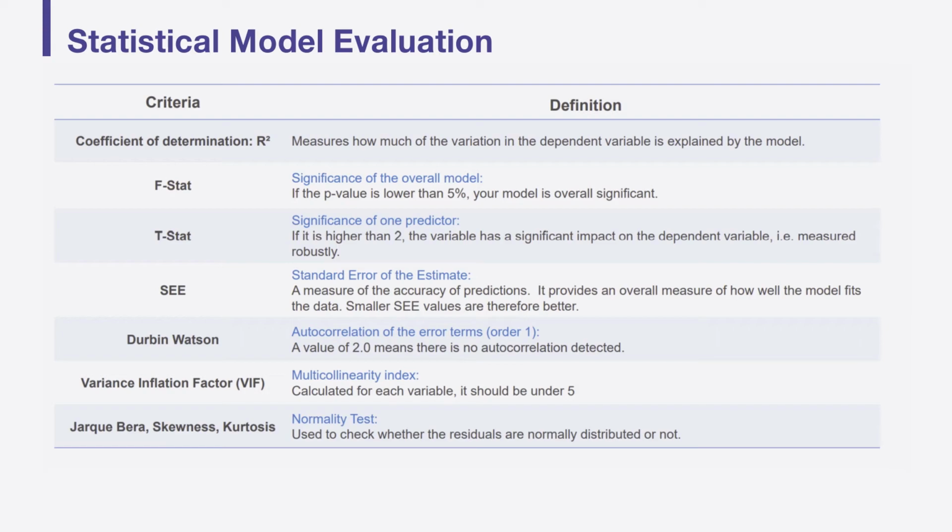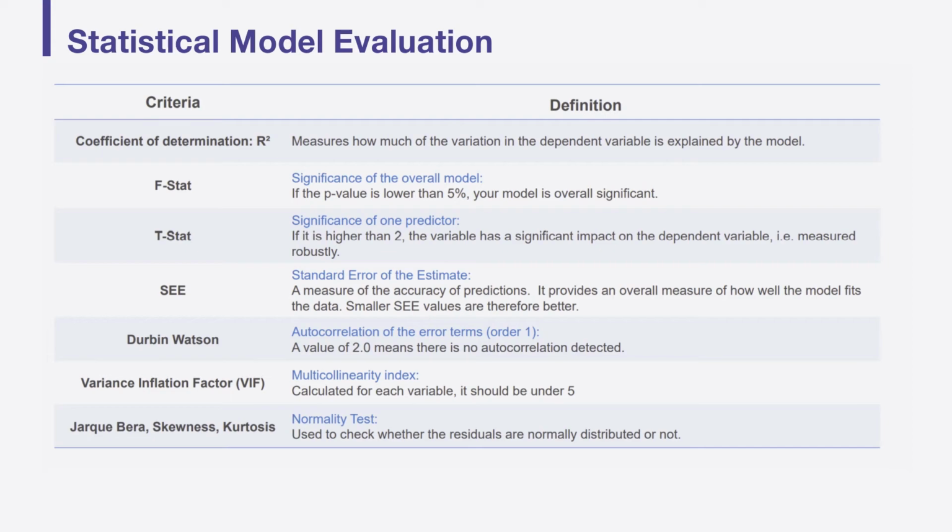Now, the t-stat is actually the ratio between the estimated coefficient and the standard error of the coefficient. And the bigger the t-stat, the better it is because it means that your coefficient is statistically robust.